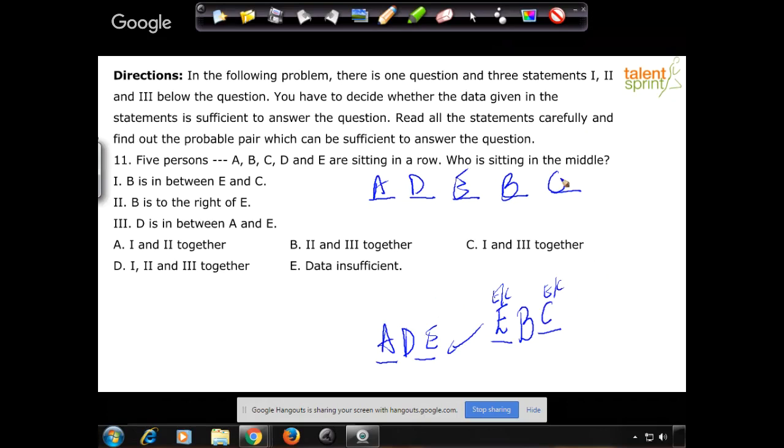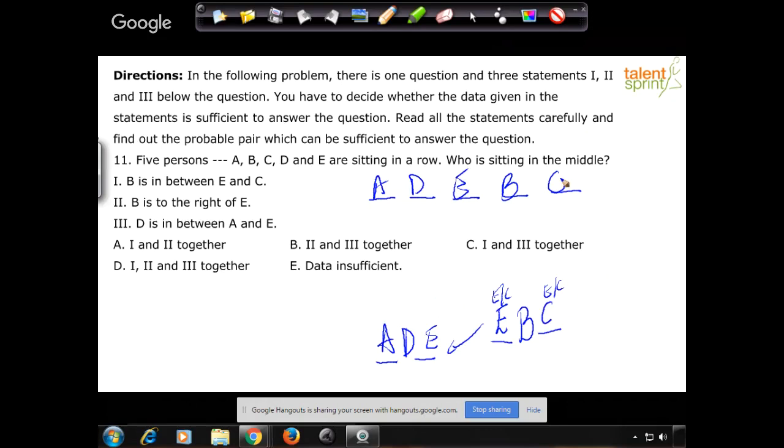And like Vineet says, yes, E is the person who will be sitting in the middle. But here, interestingly, we don't have to say who is sitting in the middle, because this is a question on data sufficiency, where we have to say what amount of data was sufficient for us to solve these questions.